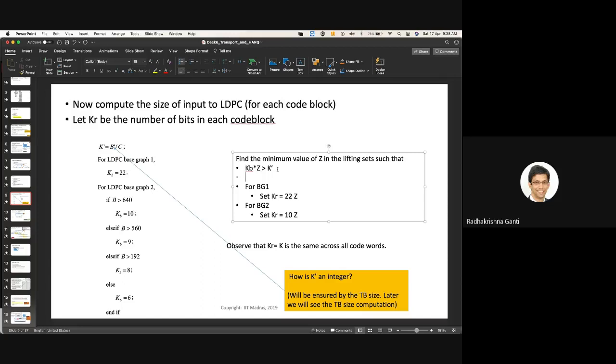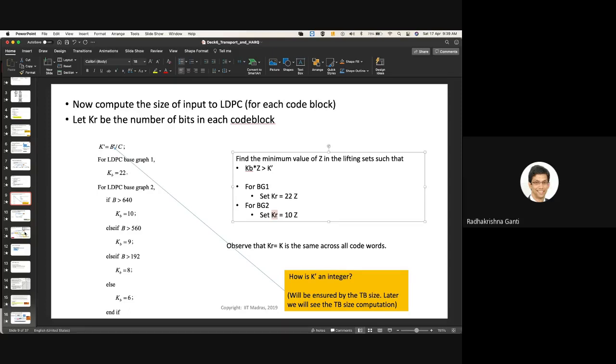Does it make sense? So essentially, you want to cover this whole K dash bits input. So finally, 10Z is the input size and 22Z is for BG1. So you see that 22 is greater than or equal to Kb for base graph 1, and 10 is greater than or equal to Kb for base graph 2. Okay. So finally, K is the number of input bits that you feed into the LDPC encoder. The difference between K dash and K, you fill it using filler bits.